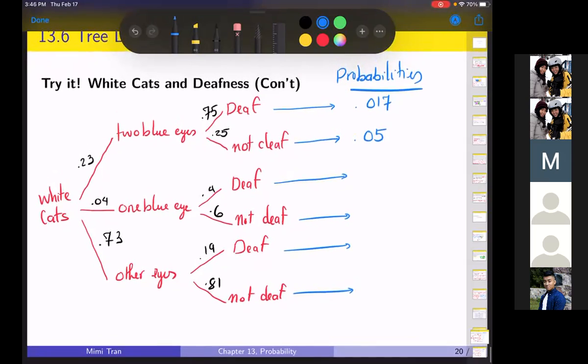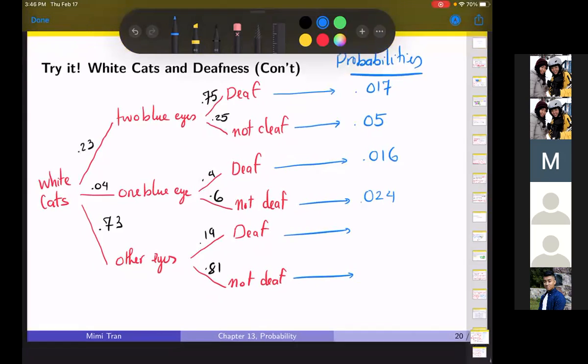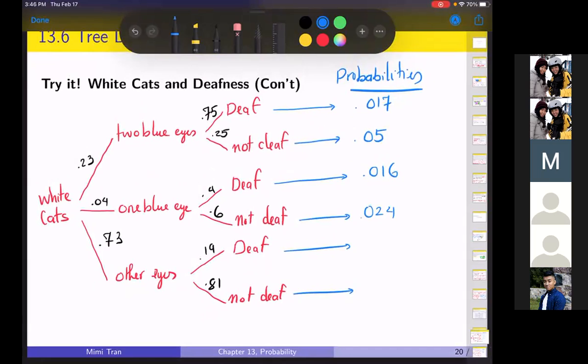Okay. What about now 1 blue eye? 0.017. And then not deaf, 1 blue eye. Okay, thank you. And then other eye color? Okay, thank you very much.